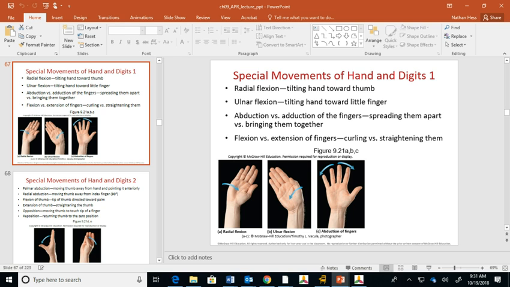Your fingers, if I spread them apart, what do you think that's called?